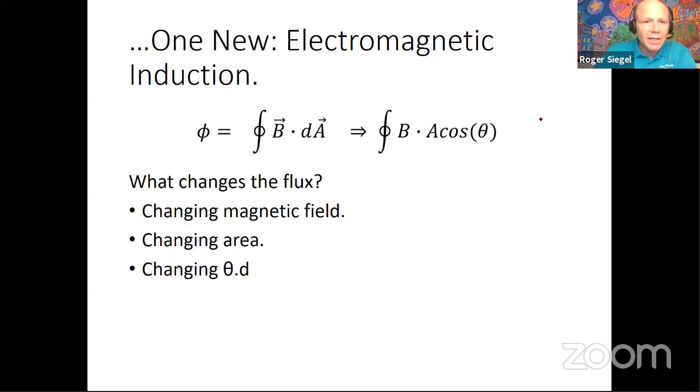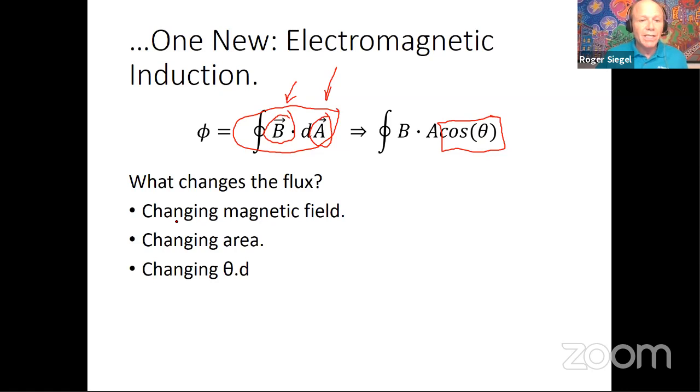So here is flux, and I want to talk about electromagnetic induction. What changes the flux? Well, the flux is B dot dA. So if either B changes or A changes, then the flux changes. And by the way, also the angle could change. Traditionally, most AP Physics C E&M questions have to do with either the B field changing or the area changing, and we're going to look at both of those.